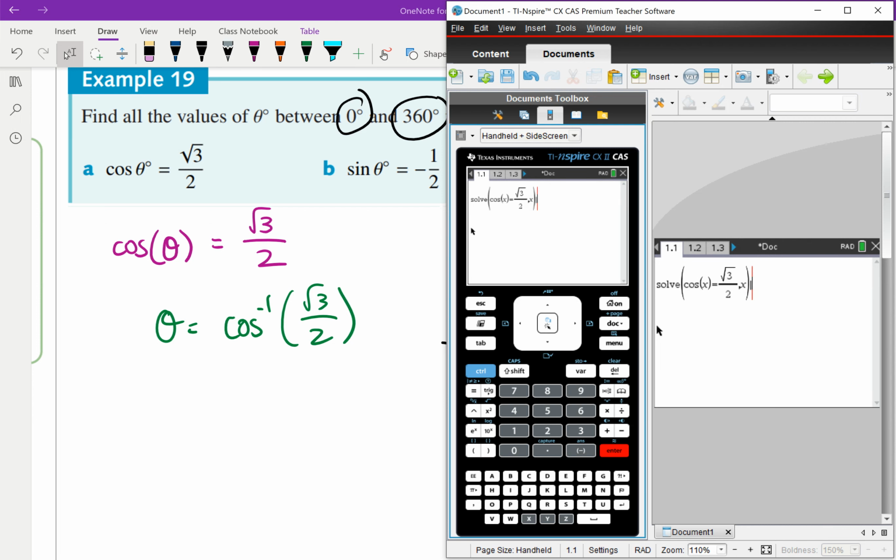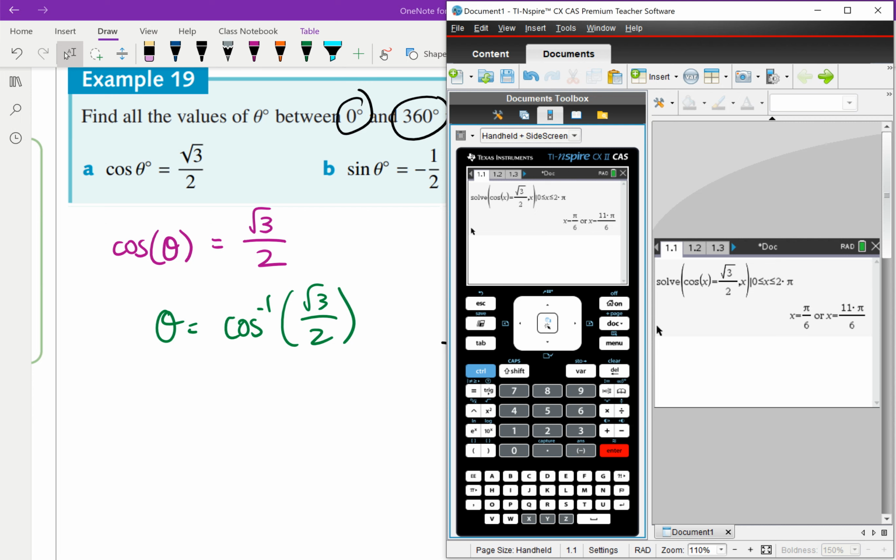From 0, so x is greater than or equal to 0 and less than or equal to 2 pi. And notice that my mode is in radians. If your mode is not in radians, it's not going to work. Okay, so my mode's in radians. If I press enter, I get pi on 6 and 11 pi on 6, which is what we had over here.